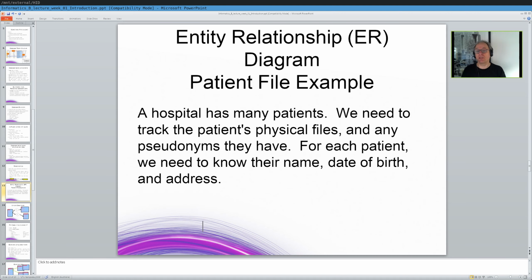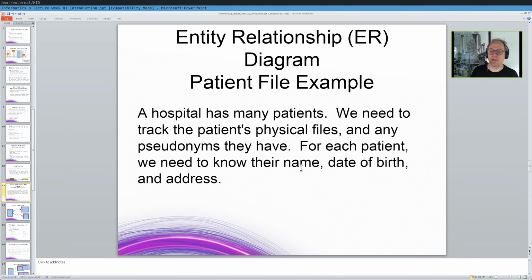And any pseudonyms they have. For a single patient, how many pseudonyms do they have? Many. For a single pseudonym, how many patients do they have? Well, they are attached to one patient. Because we don't want to have a generic pseudonym database, each person can have their own particular unique pseudonym. And then these are attributes.